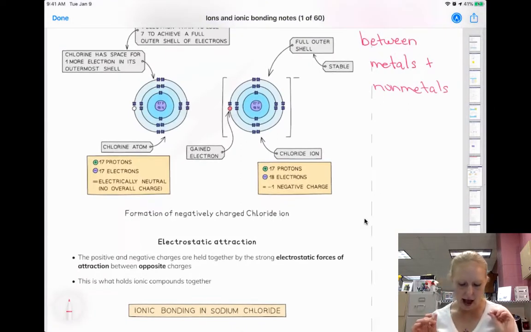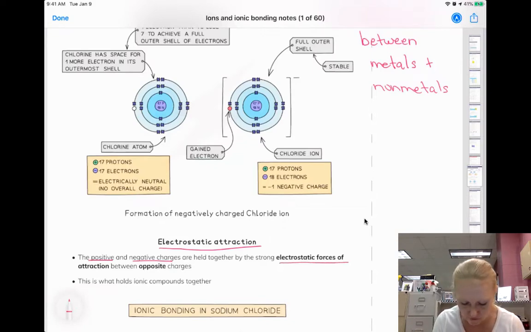So let's take a look at how this is going to happen. Since ions are going to have charges, they're said to have an electrostatic attraction between the atoms that are wishing to bond. The positive and the negative charges, once they come together, are held together by strong electrostatic forces of attraction between opposite charges. So you've got to have a positive and a negative for this electrostatic attraction, like electricity, between them. Because that electrostatic attraction is there, that's what holds these ionic compounds together.